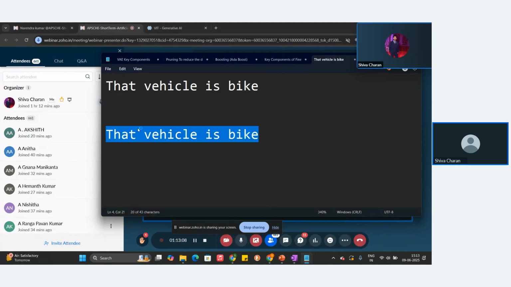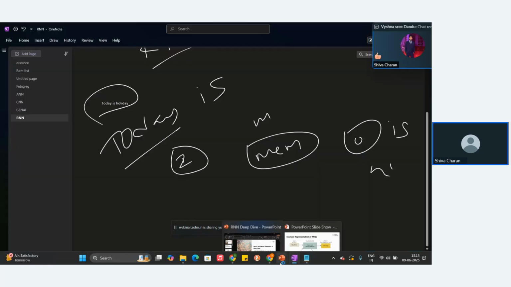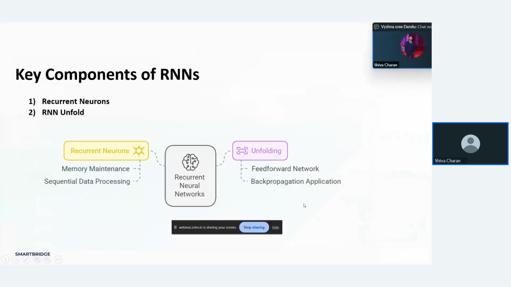Based on each previous input, it will try to retain the memory, and then it will predict the output in a sequential manner. Clear, everyone? Hope that's clear, and I won't be dragging much. Let me just switch to OneNote and the representation.